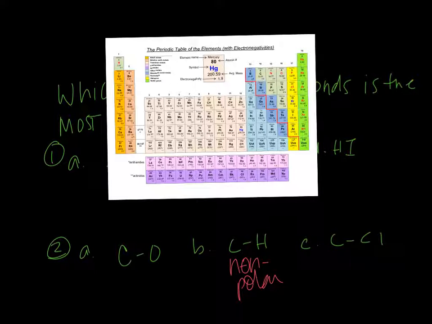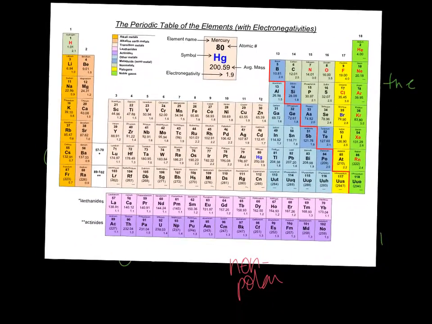And then the carbon-oxygen bond is a very polar bond. The difference is 1, right? So if I go back here and blow this up so that you can see it, we've got 3.5 and 2.5, and so the difference between those two is 1.